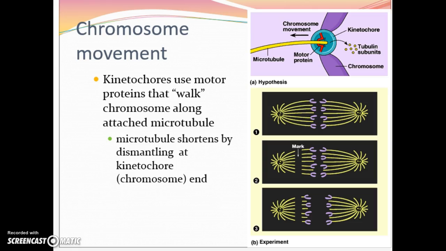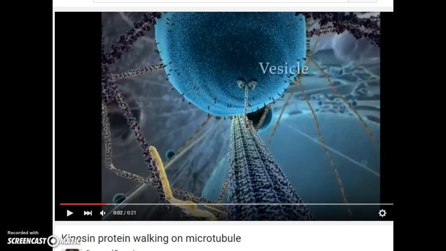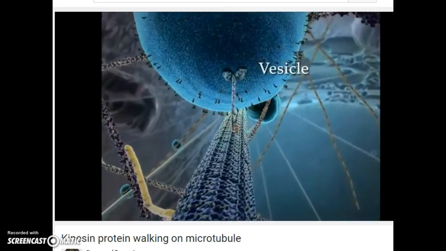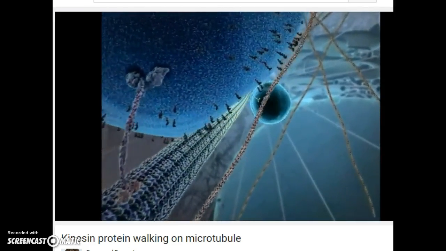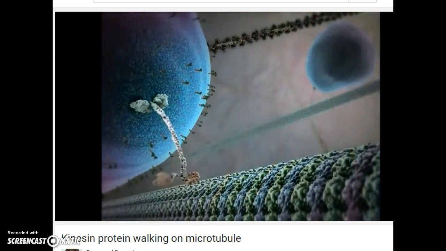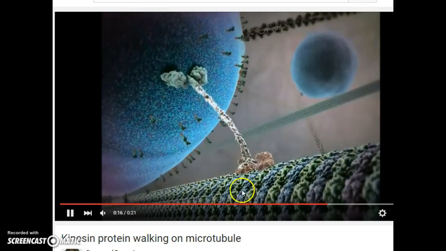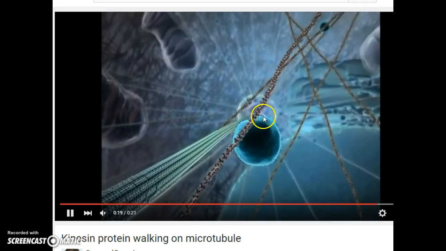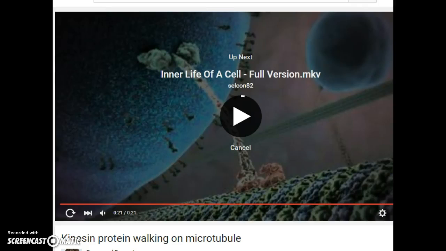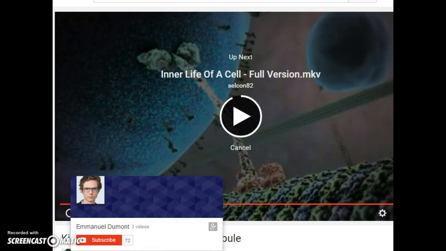I wanted to show you this quick little video showing a motor protein, in case you haven't seen one before. This is that really awesome video that was made showing the inner life of a cell, but this is the idea of a motor protein right here actually walking along the microtubules. In this case it's thought to be carrying a vesicle, but in the case of mitosis, they believe it's actually going to carry the now separated chromosome.